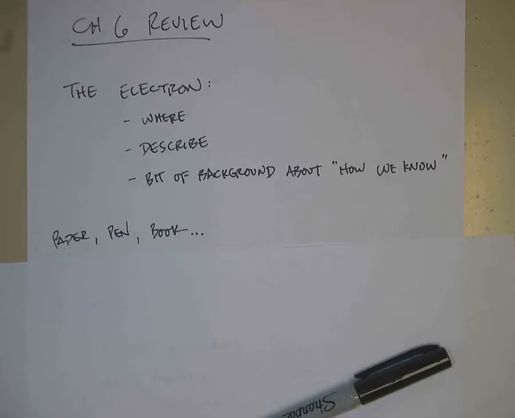This is a quick review of Chapter 6. Brown-LeMay-Burdge in Chapter 6 focuses on the electron, describes where the electron probably is, and gives a bit of background about how we know where the electron probably is.